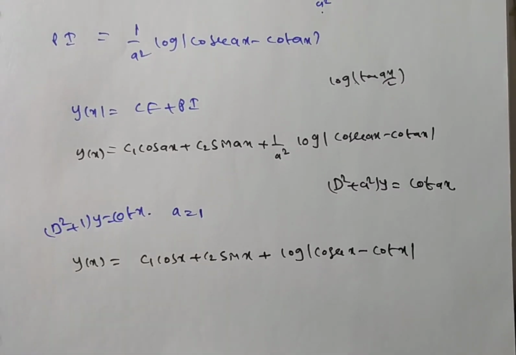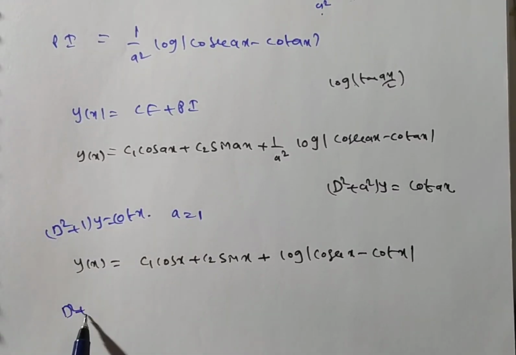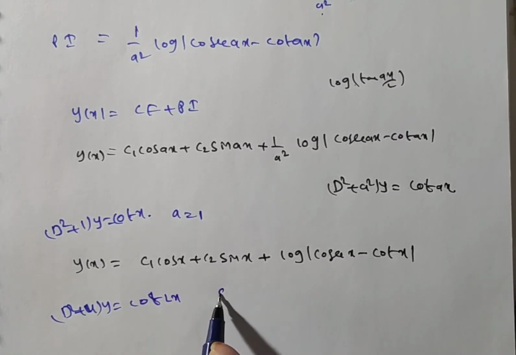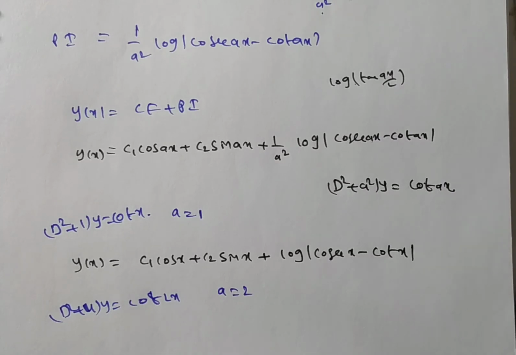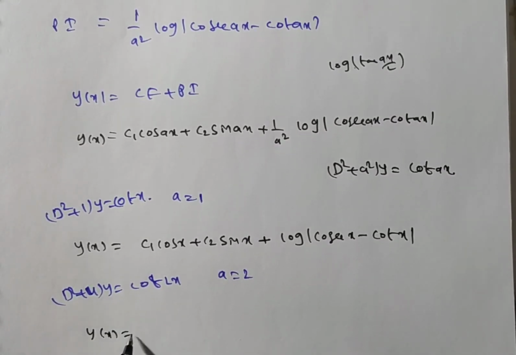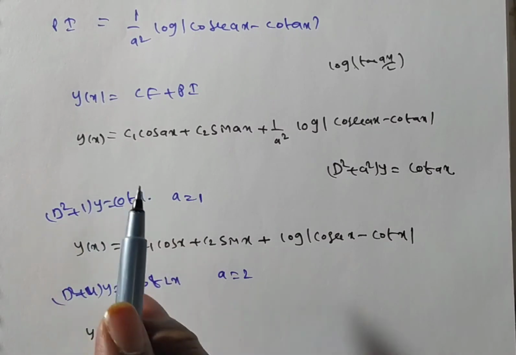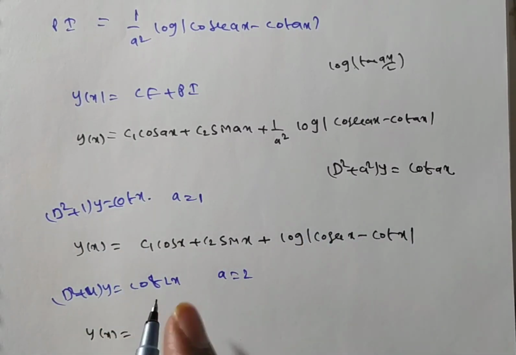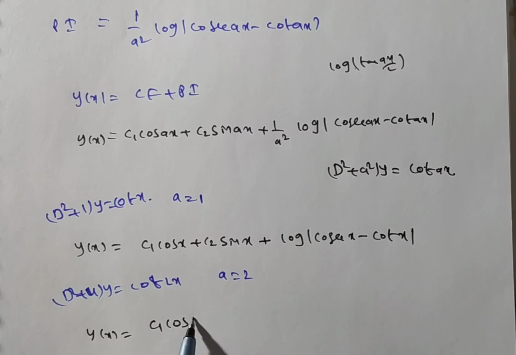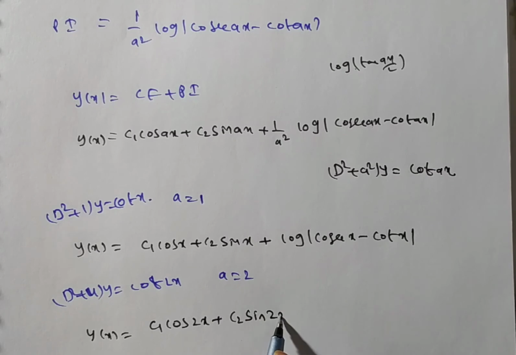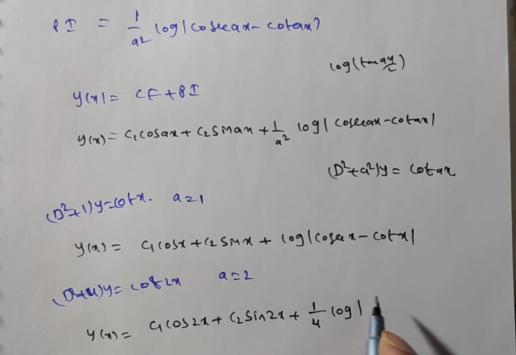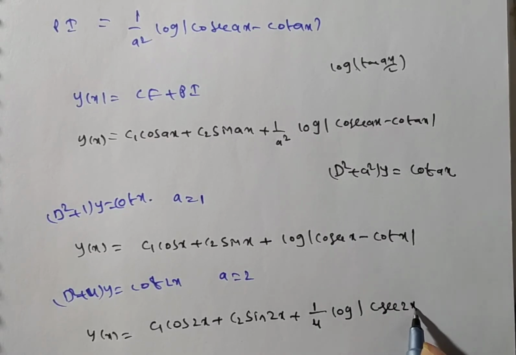Okay, next another problem they are given, d square plus 4 into y is equal to cot 2x. So you have to replace a by 2. Then we will have y of x, we replace 2 in the general solution of d square plus a square into y is equal to cot ax. Then we will have c1 cos 2x, next c2 sin ax means 2x plus 1 by a square means 1 by 2 square is 1 by 4 log of mod cosecant ax means 2x minus cot ax is nothing but cot 2x.